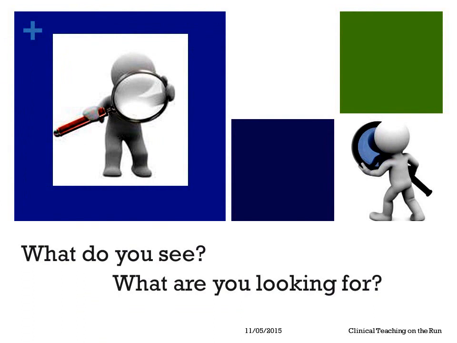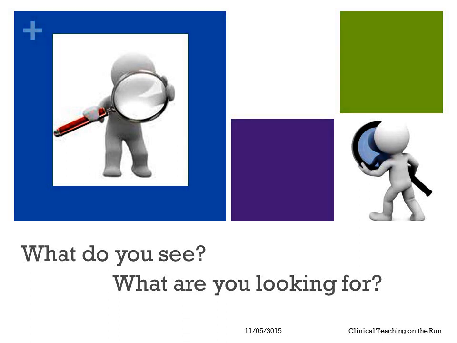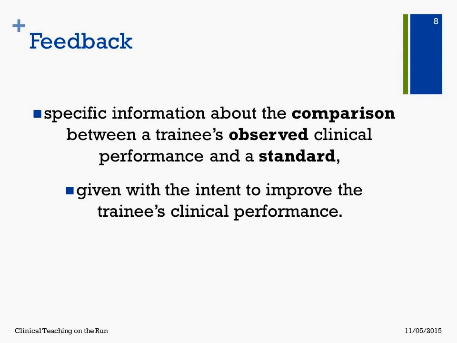When we watch a learner perform a skill, it is important to know what we are looking at and what we are looking for. That is because feedback in the context of medical education can be defined as specific information about the comparison between a trainee's observed clinical performance and a standard of that performance. Information is then given to the learner with the intent to improve the trainee's clinical performance.